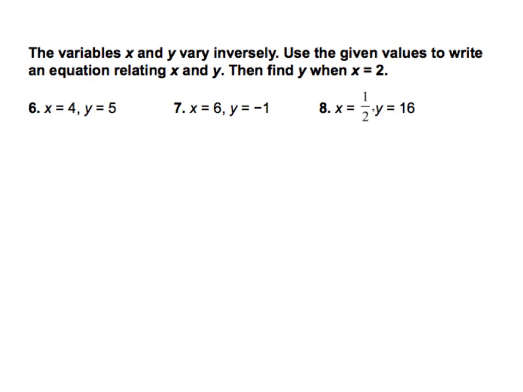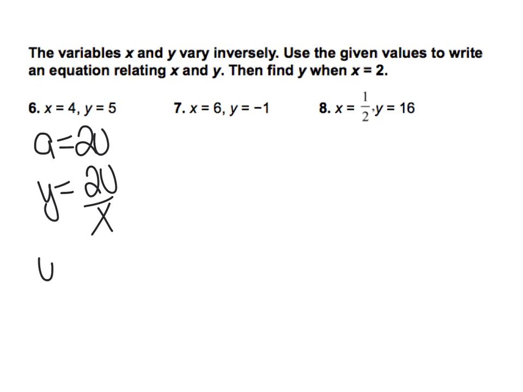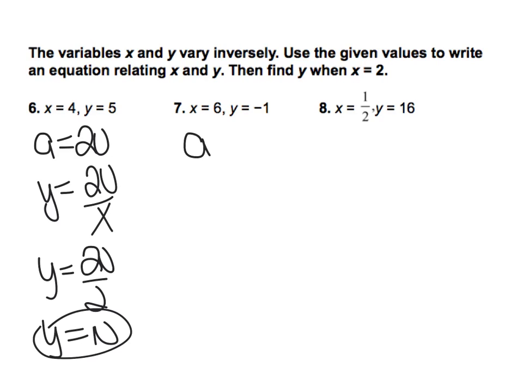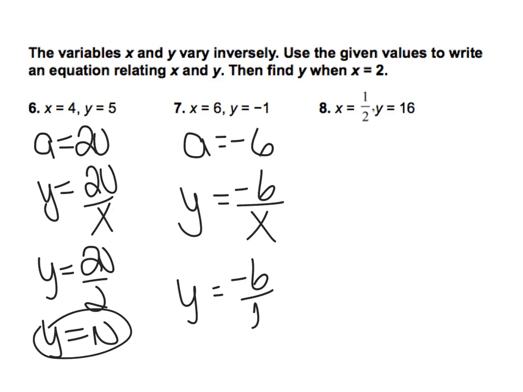Okay, we have a couple more examples here. Number 6, x and y are 4 and 5, which means a is going to equal 20. So our equation will be y equals 20 over x. And it says in the directions to find y when x equals 2, y equals 20 over 2, so y equals 10. Same thing, a on number 7 is going to equal -6. So our equation will be y equals -6 over x. And find y when x equals 2. y equals -6 over 2. So y would equal -3.